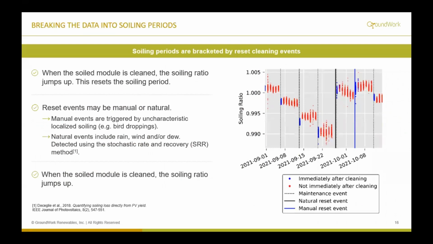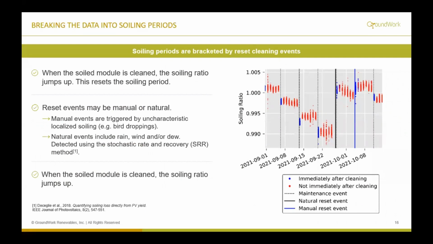All right. So once the data are filtered, we are almost ready to calculate soiling rates. But before we do that, we need to break up the time series into soiling periods. And I mentioned earlier, soiling periods are kind of bracketed by those cleaning events. So the cleaning events could confound trying to calculate soiling rates. So cleaning events, again, can be manual or they could be natural.